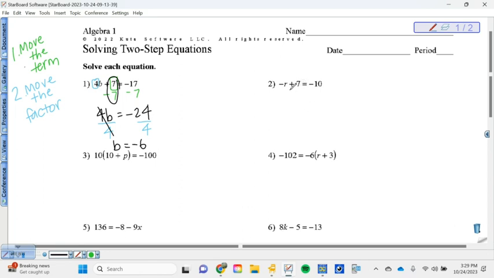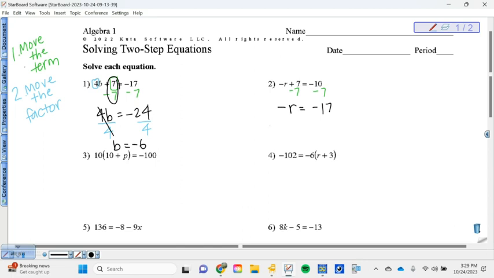Minus 7, minus 7. That's a negative 10 minus 7. Negative 10 minus 7 is what? Negative 17. So now I have negative r equals negative 17.